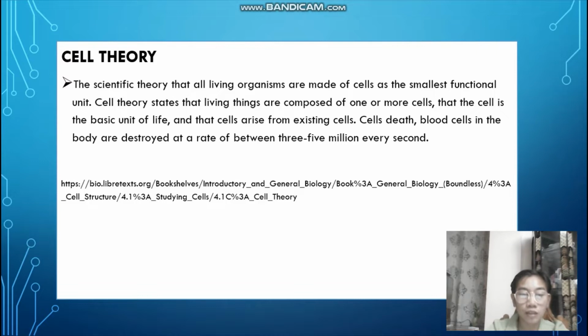Cell theory. Cell theory is the scientific theory that all organisms are made of cells as the smallest functional unit. Cell theory states that living things are composed of one or more cells, that the cell is the basic unit of life, and that cells arise from existing cells. When it comes to cell death, blood cells in the body are destroyed at a rate of between 3 to 5 million every second.